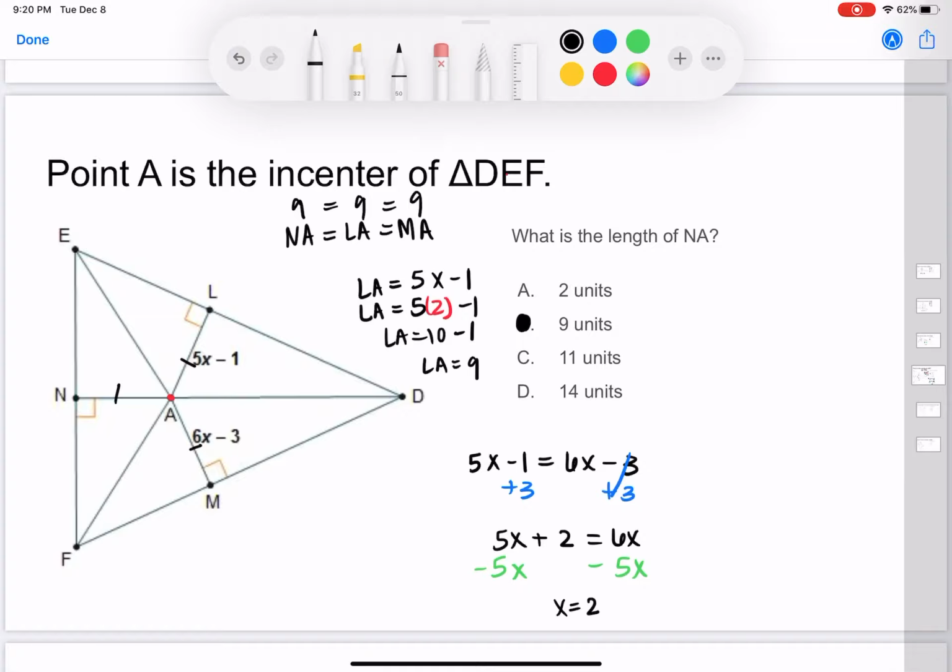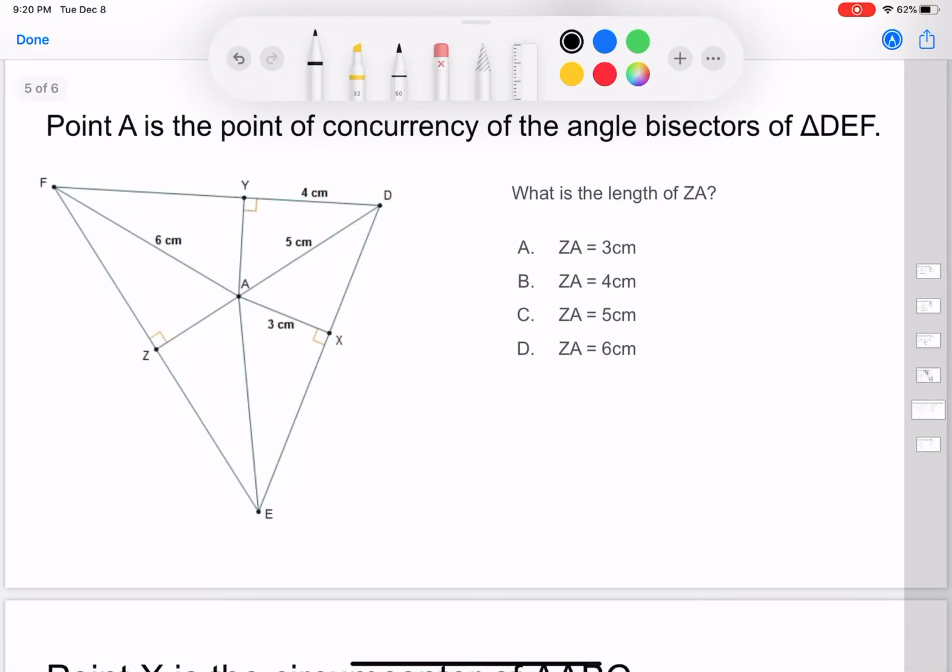Let's go ahead and move on to the next problem. This problem states the point of concurrency of the angle bisector of DEF. So point A is the point of concurrency, or the incenter of the angle bisector of triangle DEF. So that means that my point of concurrency is equidistant from all of my sides, showing me what is congruent. So YA is congruent to ZA, which is congruent to XA.